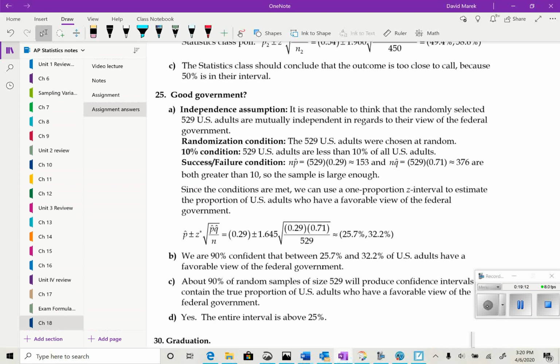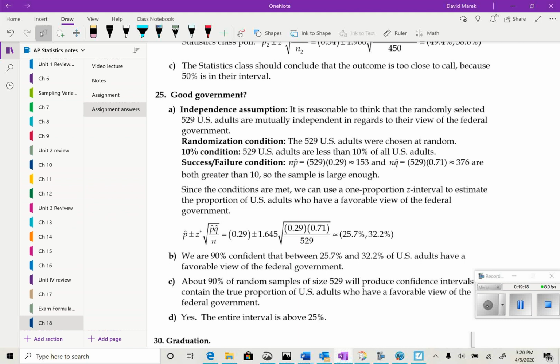First of all, the independence assumption. The randomly selected 529 people are mutually independent. 529 adults, it said that they were chosen at random. 529 is definitely less than 10% of all US adults. Your success failure condition here, this time you would have to write out the work. Sample size is 529, p hat is 0.29, so that product gives us about 153. n times q hat gives us about 376. Both are greater than 10. Sample size is large enough. We have met all the conditions.